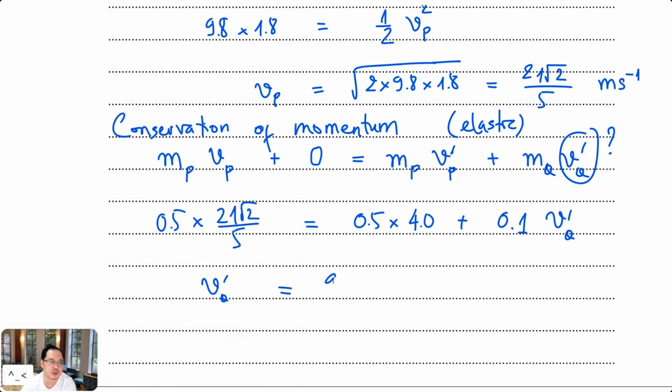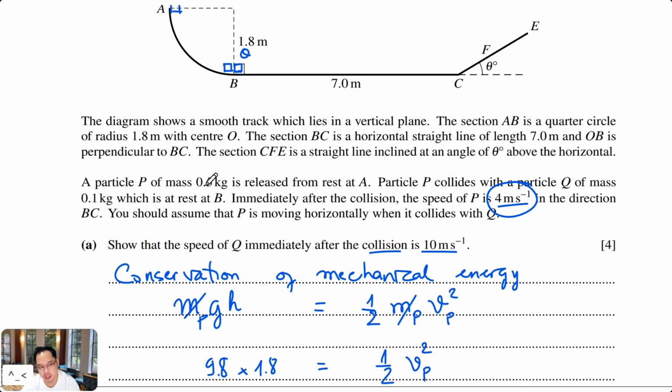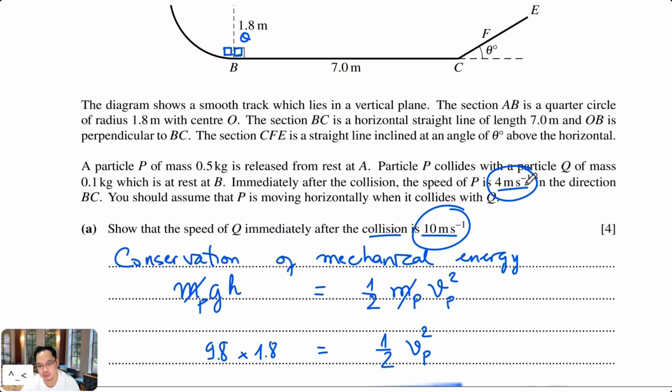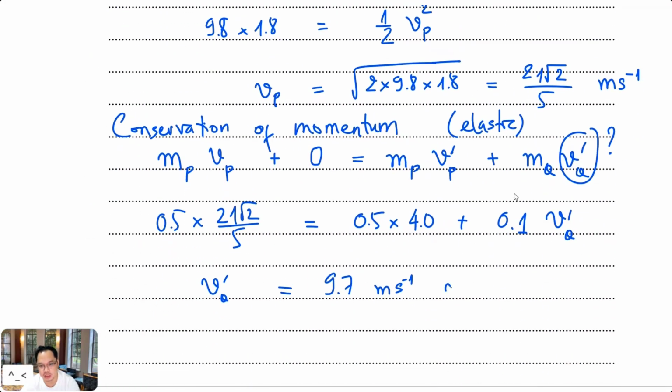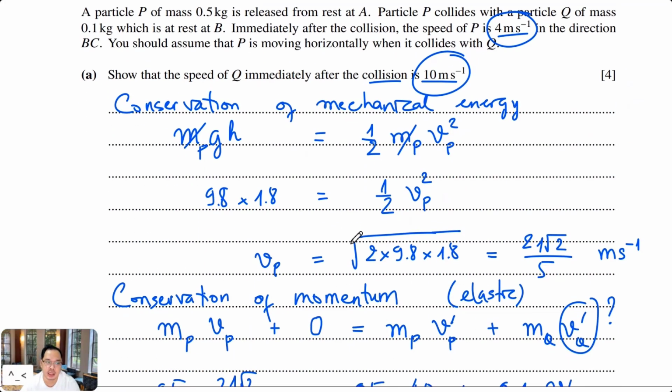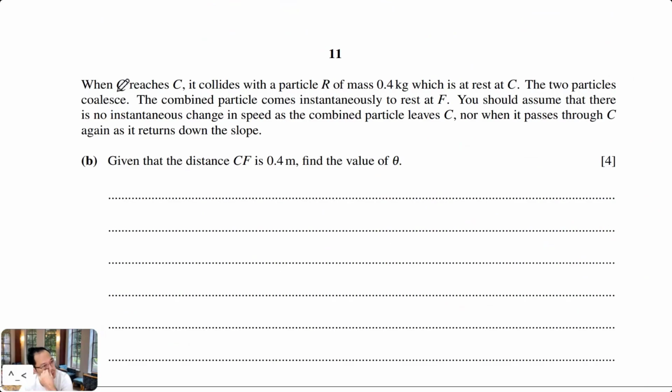9.69, so 9.7 meter per second, which is approximately equal to 10. The question asks us to prove that this speed is approximately equal to 10, so we can write that it is equal to 10 meter per second. So the first question is solved already. That is 4 marks. Now moving on to question B.